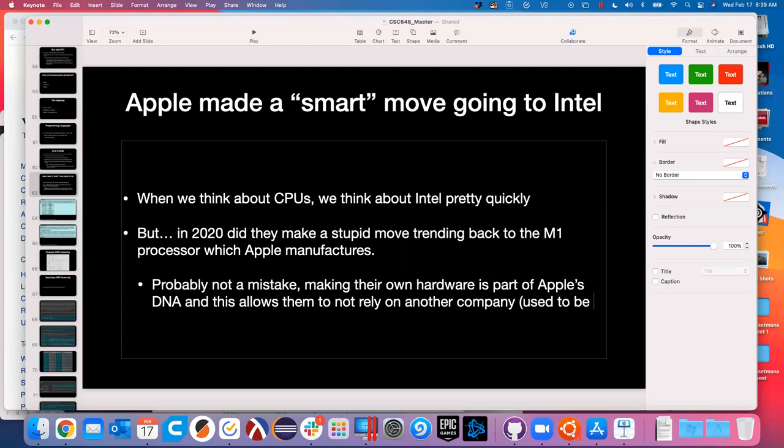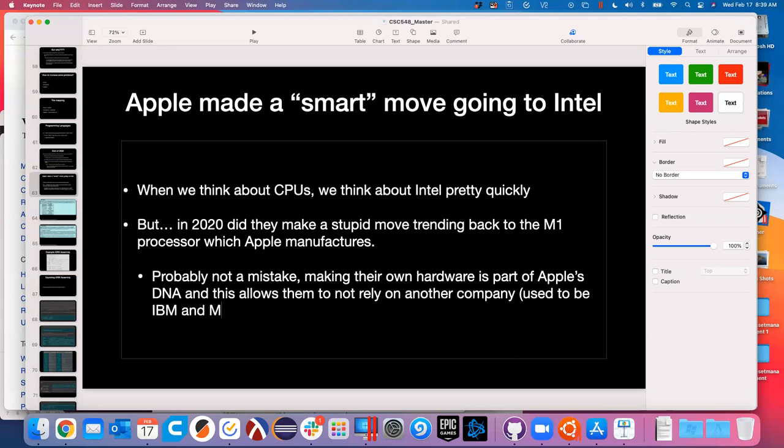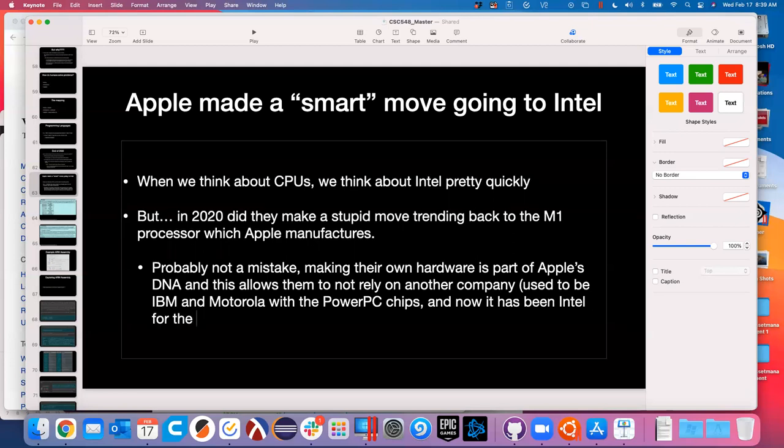It used to be IBM and Motorola with the PowerPC chips. And now it has been Intel for their laptops and desktops. Not that there's anything wrong with Intel, right? It's not like Apple is saying, oh, Intel's done us wrong and we're going to go away from that. Intel's a big, rich company, and I'm sure they have their own questionable business practices, just like any other big company. But generally speaking, Intel is considered to be a requirement for most of our modern computers.